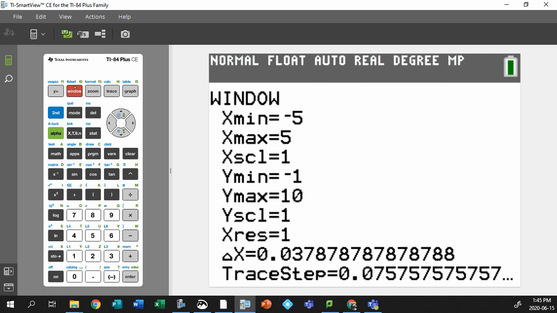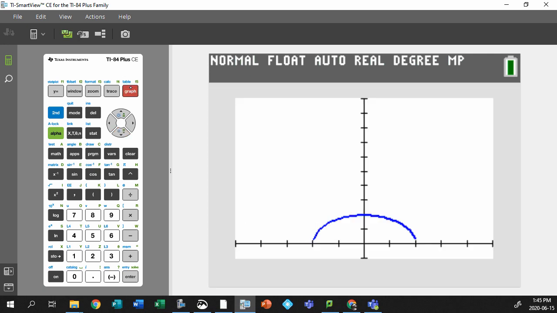Remember, it's going to have a radius of 2, so why do we need to go to minus 10 to plus 10? The other thing I did is I changed the y minimum to minus 1 so that you could at least see the y-axis and the x-axis. So let's graph this and see what it looks like. And there's our nice little semicircle right there.